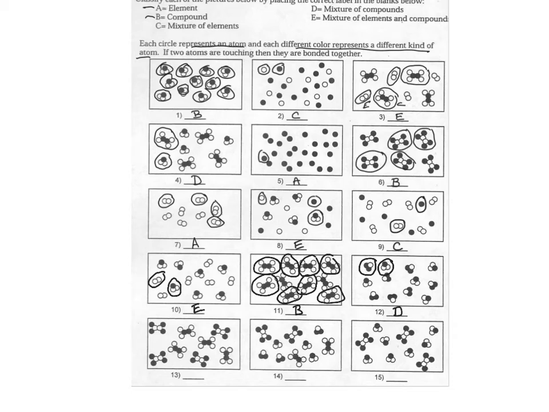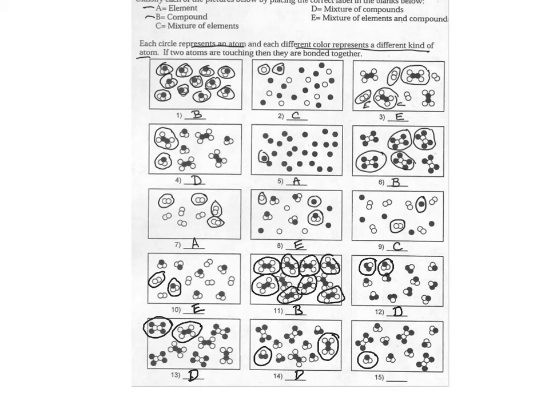This next one is similar. We've got 4 black to 2 white. In this type of particle, we've got 2 black to 4 white. So this would be another mixture of compounds. This one looks pretty much like a mixture. There's one type of compound, there's another type of compound. So this is going to be another mixture of compounds.